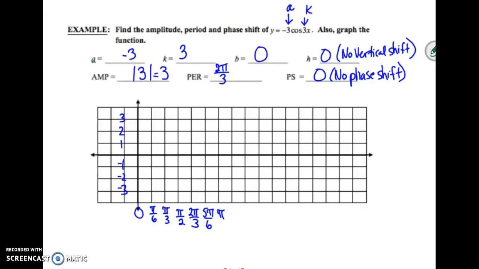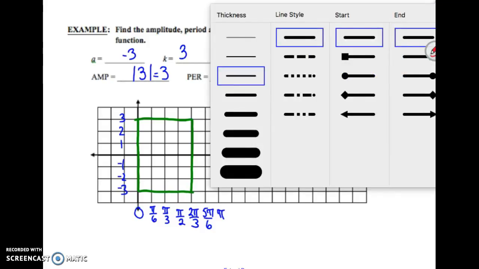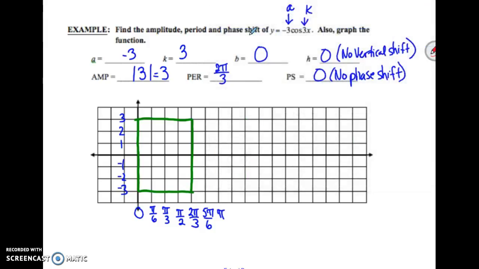All right, so let's sketch in this picture frame here. My amplitude from -3 to +3 on the y-axis, or my range, I guess you could say, and then my domain from 0 to 2 pi over 3 on the x-axis. Okay, so now I've got my picture frame sketched. Now I am going to be making my function. The one thing that we haven't talked about yet is the fact that my a value is negative. And of course that matters, right?